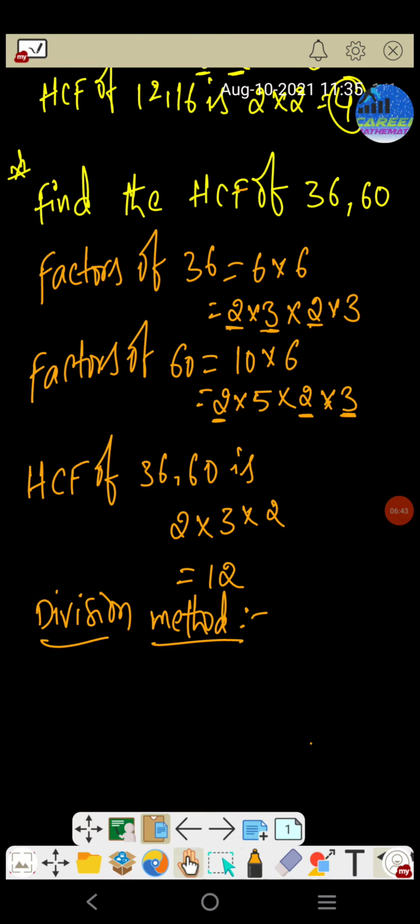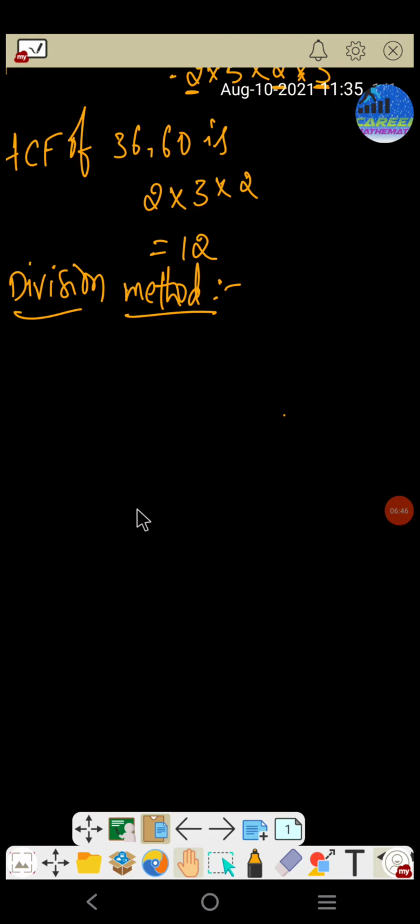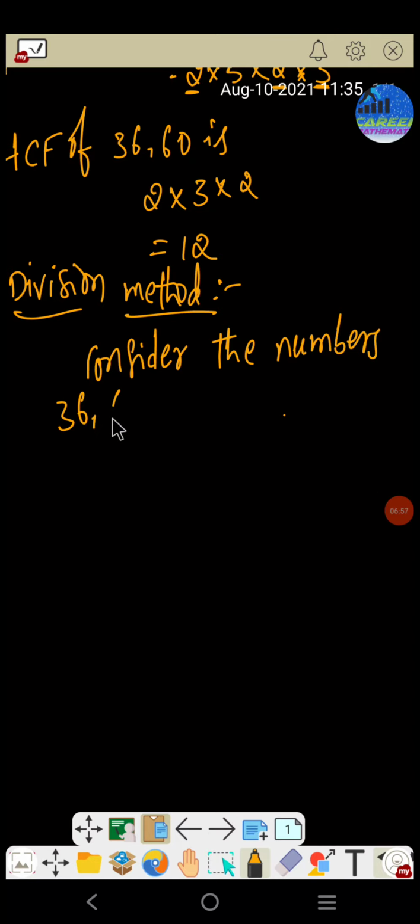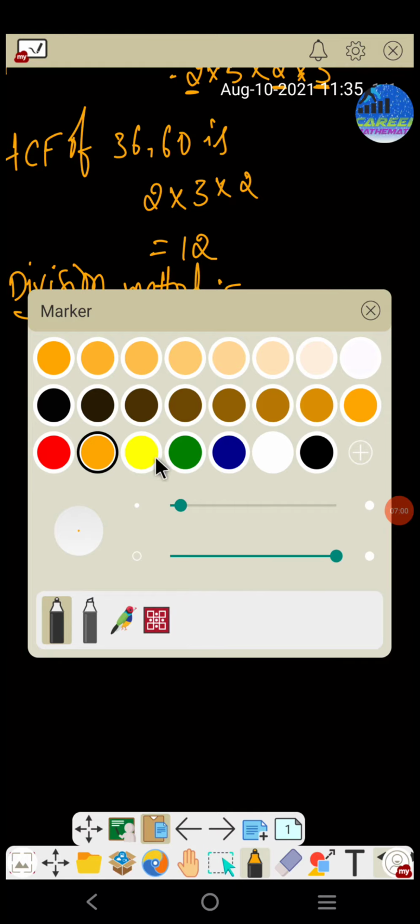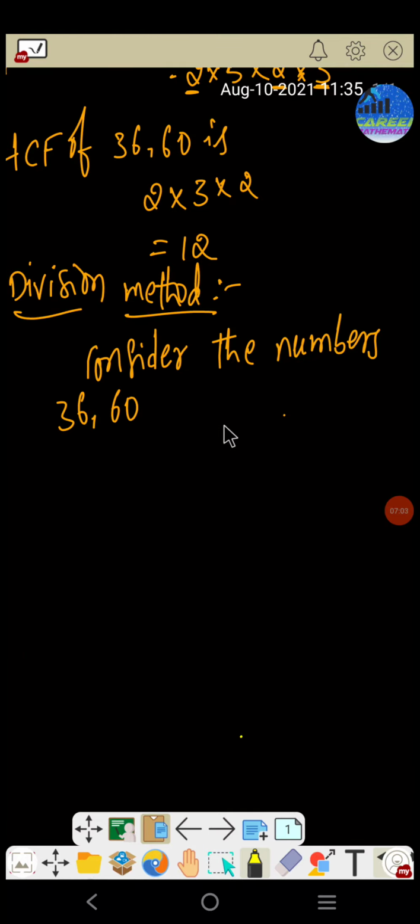Now see here, take those two numbers only. Consider the numbers 36, 60 only. How to find the HCF of these two numbers in the division method? First write down 60 as the dividend and 36 as the divisor in the long division method. So I have to divide 60 by the smaller number 36. 36 ones are 36. What is the remainder? 24. Now here the remainder is not 0.